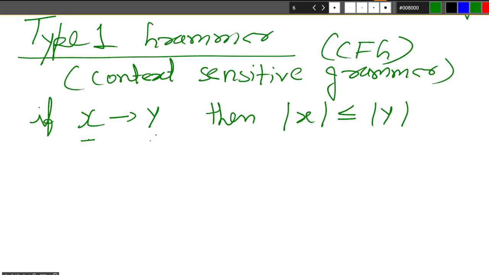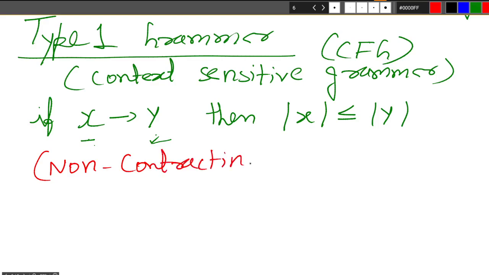On the right hand side it can be more. If you are deriving, then something can derive to a larger string, however it cannot be reduced. Because of that, it can also be called non contracting grammars.